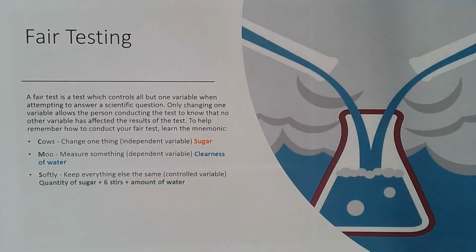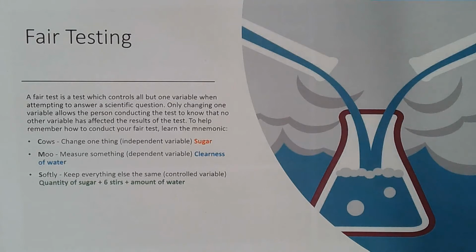So cows, C for cows, C for change. Change one thing, the independent variable. We are changing the sugar, 3 different types of sugar. Measure something, moo, M for moo, M for measure. Measure something, which is the dependent variable. We are measuring the clearness of water, so we are measuring how transparent water is. S for softly, S for same. So you keep everything else the same. They're the controlled variables.